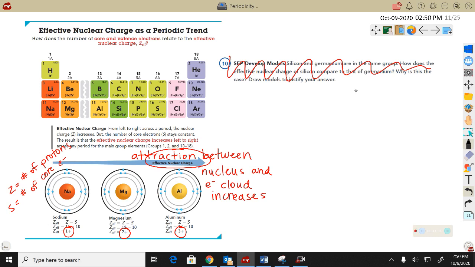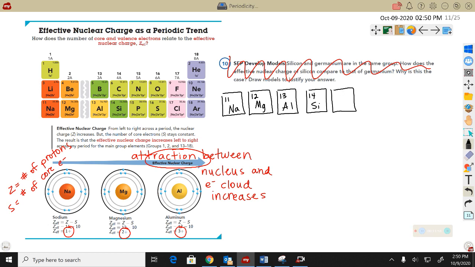So I have sodium, number 11, and then magnesium, number 12, number 13 is aluminum, 14 is silicon, and then if I keep going across, 15, phosphorus, 16, sulfur. Wow, these boxes are not the same size. 17, chlorine, and 18, argon.